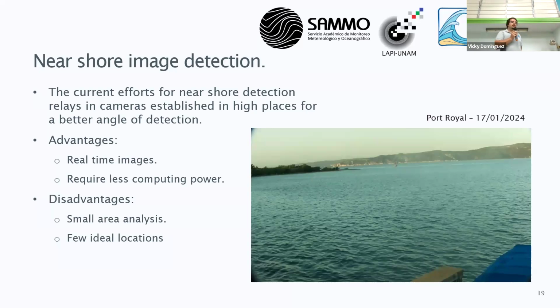The disadvantage, compared to satellite images, is that it covers a small area. You cannot analyze kilometers around. You have to really think about what you are going to study, or what you want to see, and focus all the cameras on that imagery. There are few ideal locations. It's sometimes difficult to find a high place with electricity and also with internet. So that part gets a little bit difficult.